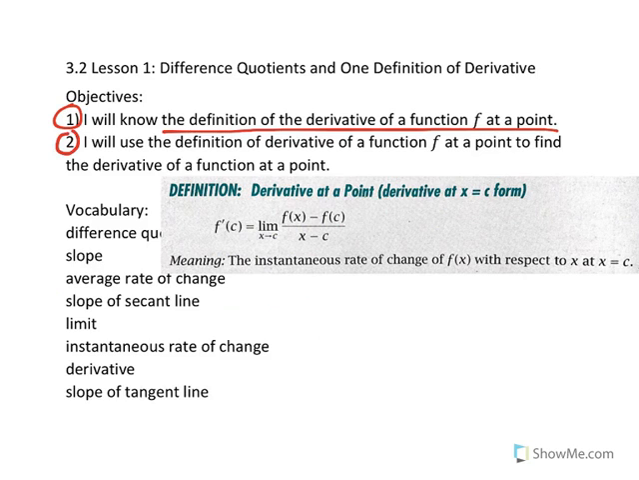Our next objective is objective 2. You will use the definition of the derivative of a function f at a point to find the derivative of a function at a point. So we were working with the function f of t equals t squared. You can change the variable for time from t to x. It really doesn't matter. So I'll go ahead and do that, and I'll write f of x equals x squared.